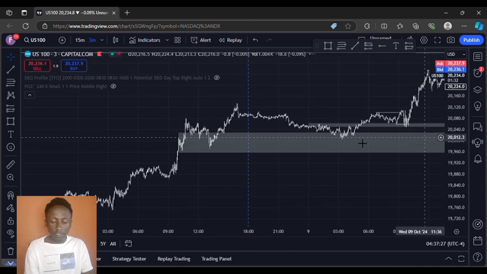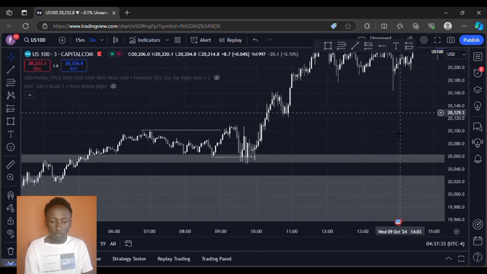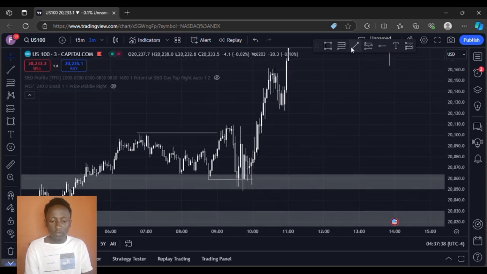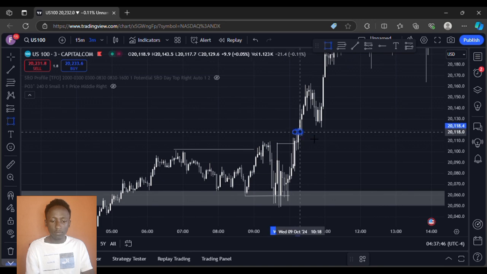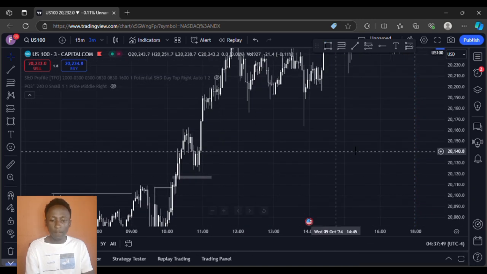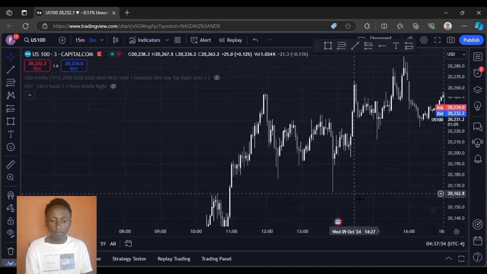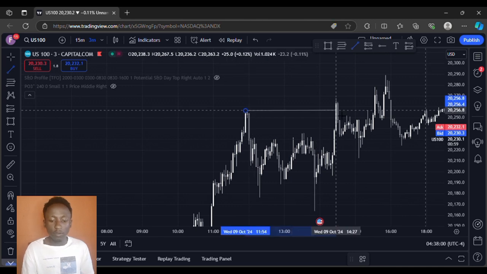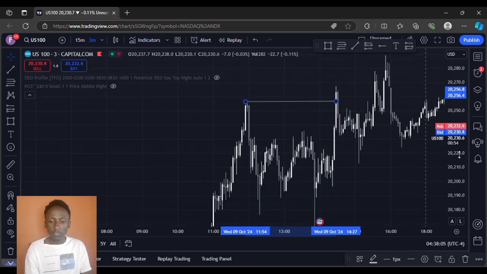First of all, I never got the entry which I was hoping for, because after manipulation lower, this would have been the market structure shift, and this would have been the best entry during that time, but I never took this entry at that time. Price came up, continued buying up to the upside, and from this high during the AM session, came back during the PM session.